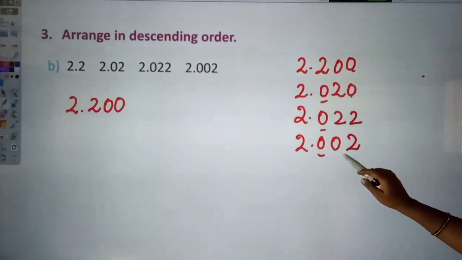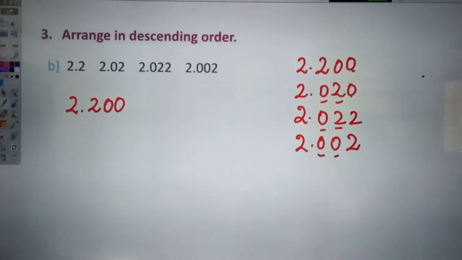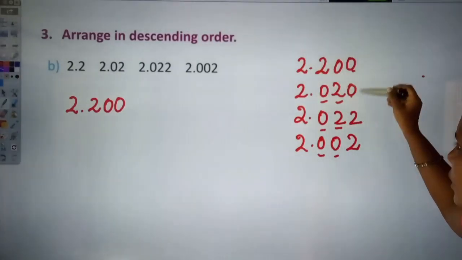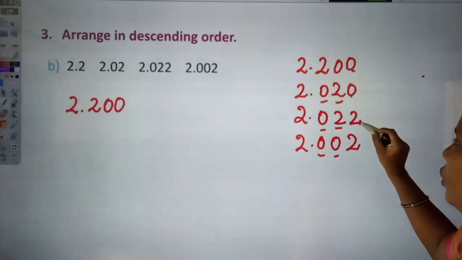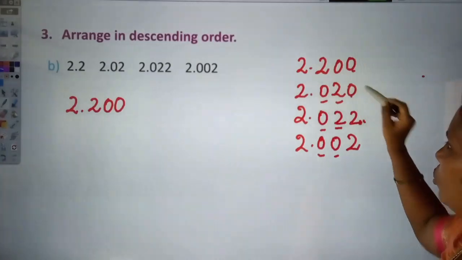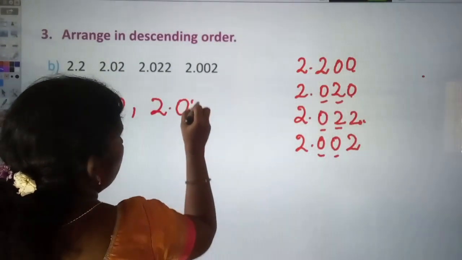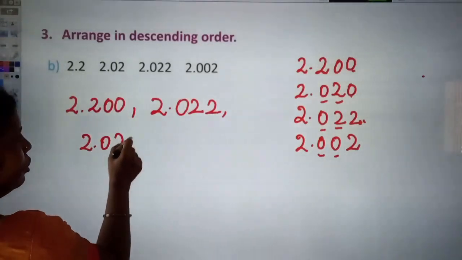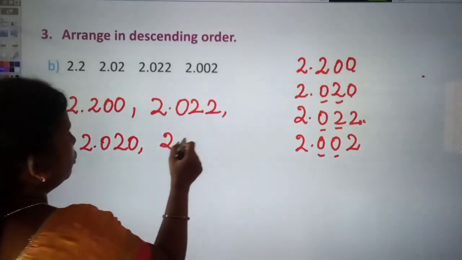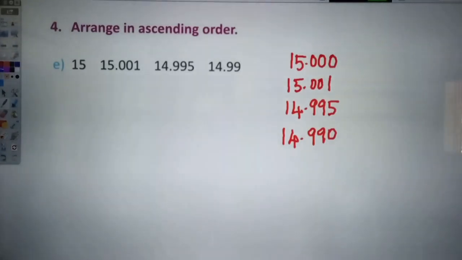And then, see the second place. Here 2, here also 2 is there. But these two numbers have the same 2, so we have to compare the third place. Here 2, 2 and here 2, 0. Which is greater? 2, 2 is greater. Therefore, I have to write this 2.022. Then 2.020. At the last, 2.002.